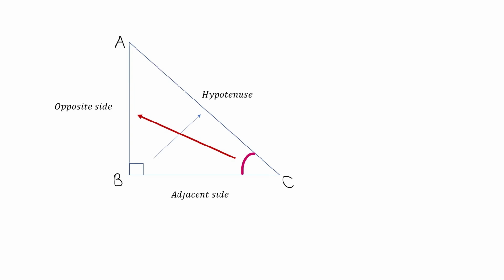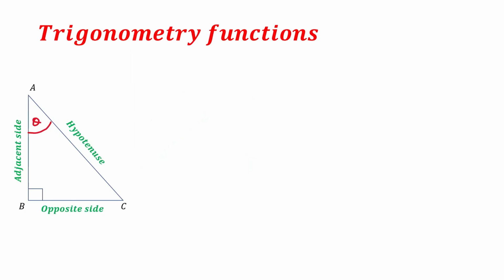So let's move to find out the primary trigonometry functions. Here a right angle triangle ABC is given, and the angle A is marked as theta. With respect to A, the BC side is called the opposite side, the AB side is called the adjacent side, and AC is the hypotenuse, which is opposite to the angle B, the right angle.